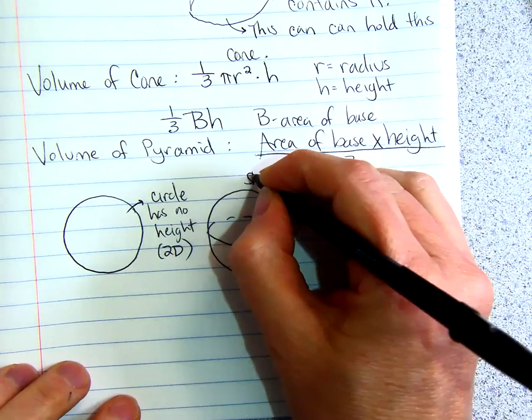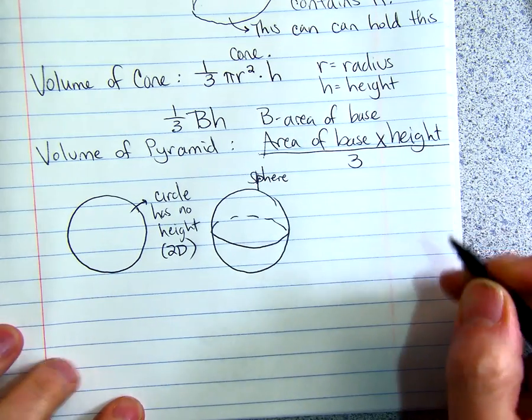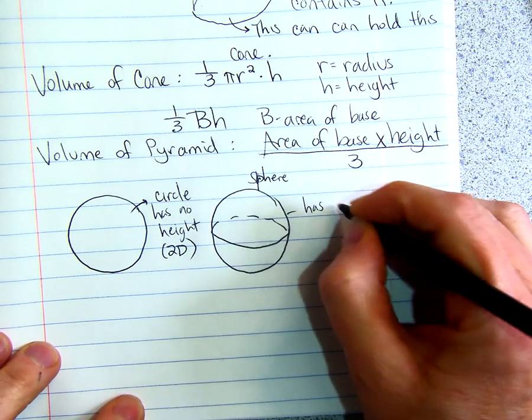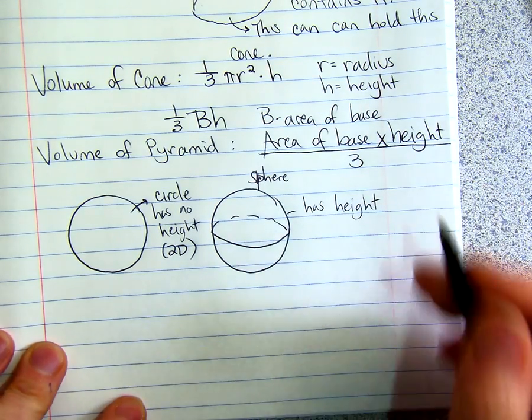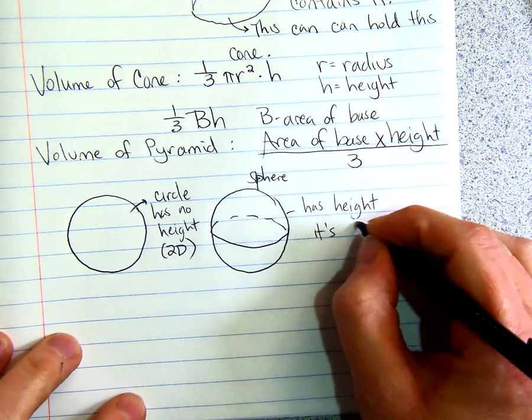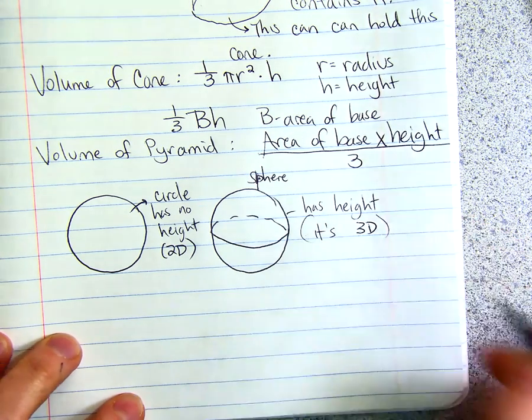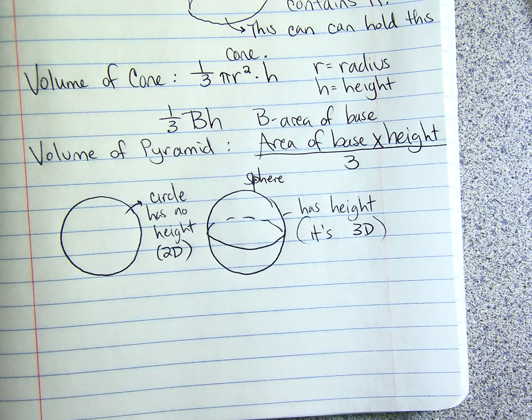A sphere has height, and it is 3-dimensional. So it would come up off the paper. It's not going to be flat on the paper.